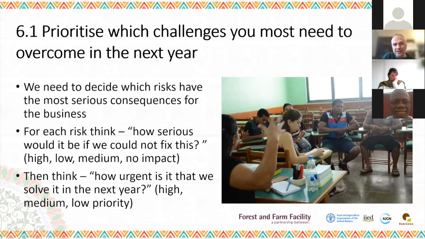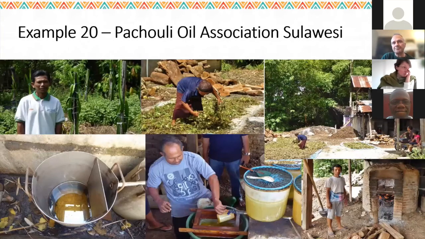And then you think, how urgent is it that we solve this in the next year? So maybe you know that the government might be planning to introduce legislation banning plastic bags, but you know that it's not going to happen this year. So is that less urgent than some of your other things? So the way we prioritize risk is we think, how serious are the consequences? And then how urgent is it that we solve it straight away?